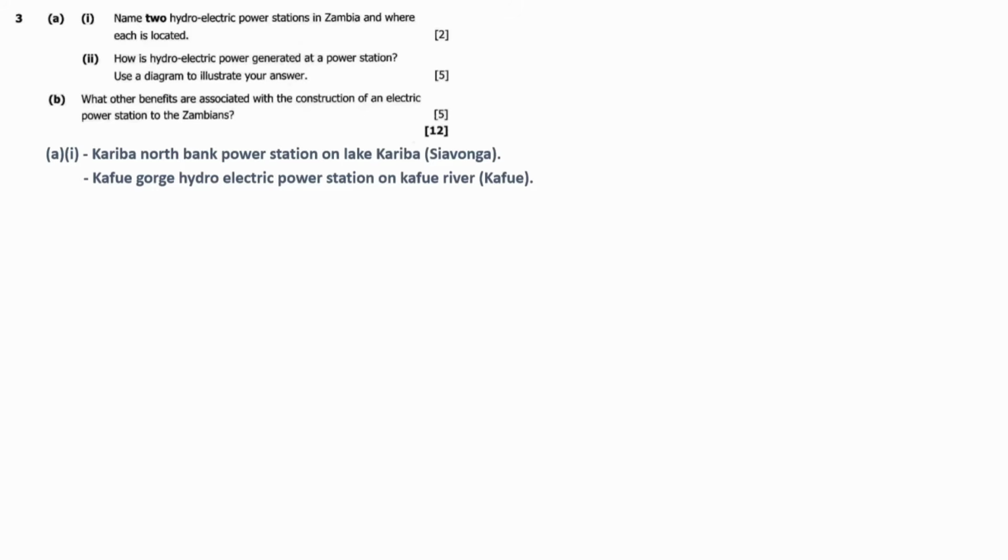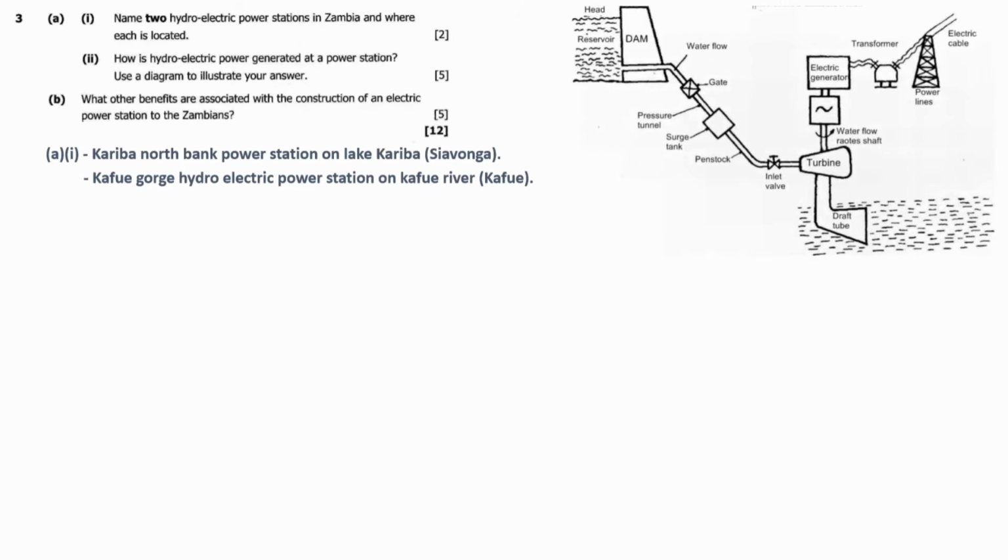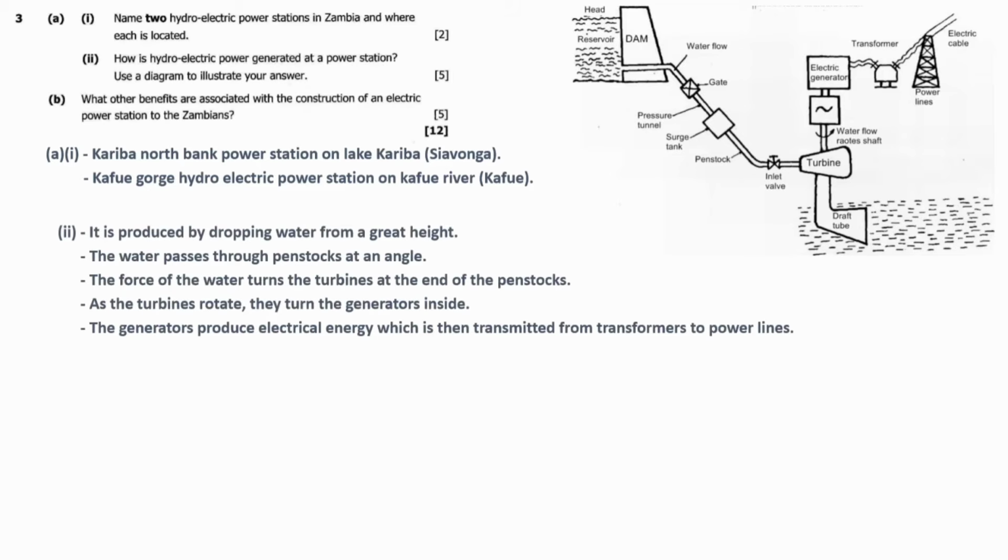Then II, how is hydroelectric power generated at a power station? Use a diagram to illustrate your answer. So we're going to use this diagram as an illustration. So simply put, it is produced by dropping water from a great height, and the water passes through the penstocks at an angle. And the force of the water turns the turbines at the end of the penstocks. Then as the turbines rotate, they turn the generators inside. And then the generators produce electrical energy, which is then transmitted from transformers to power lines, and then from power lines to industries and homes. So basically that's how hydroelectric power is generated at a power station.